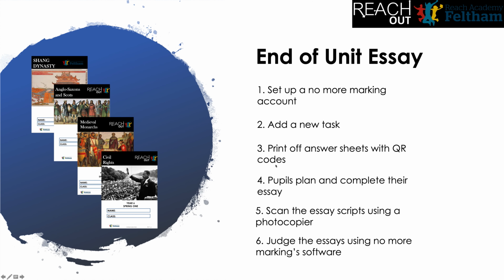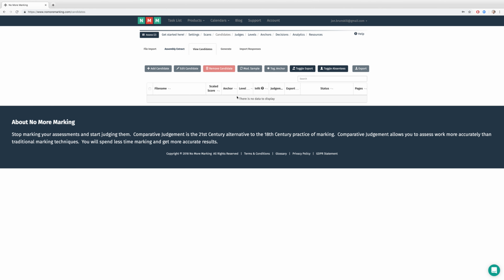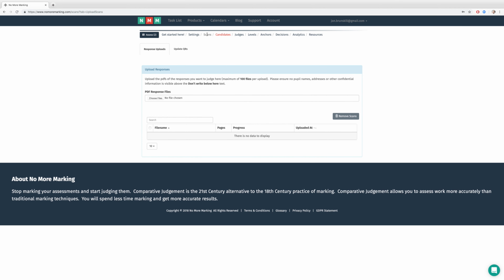And then once you've done that, you click scans, and you will find those PDF files, or that PDF file with all the children's scripts. You add that to this page, and it will sort them out because it's got those codes. Because those codes are on them, the system will sort those out. You don't have to scan them in individually or anything like that. So you would then add those scans in, and once you've done that, you're ready to start judging.